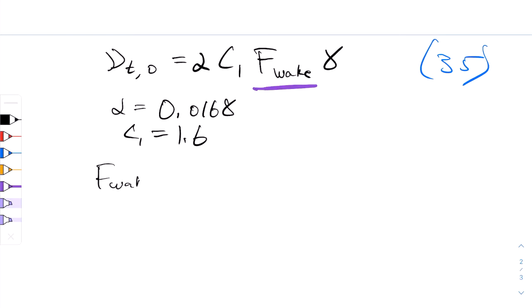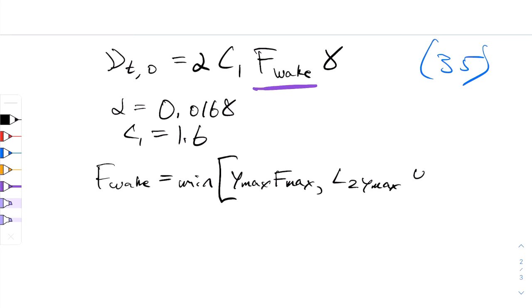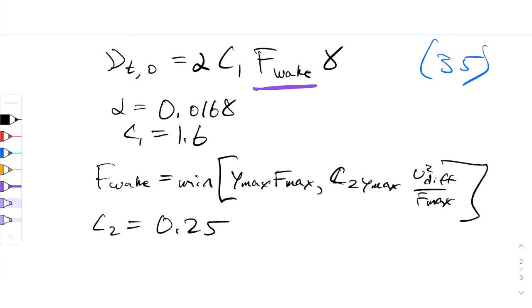F wake, Baldwin and Lomax propose as the minimum of the values of y max times f max, or C2 times y max times u diff squared all over f max. To fully understand the formulation of this function, you'll have to look at the original paper. And here I should write, this is a C2. We'll let C2 also be a constant, which is calibrated 0.25.